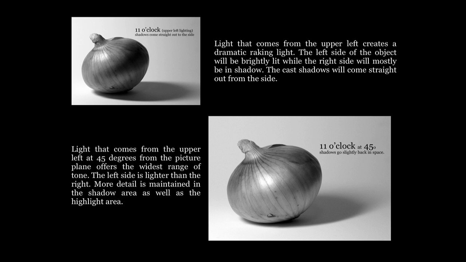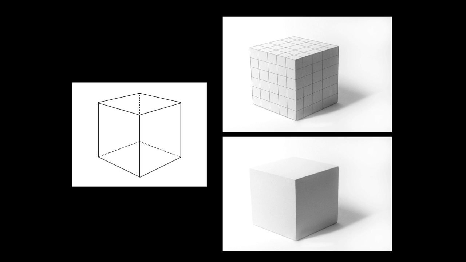So what I'm going to do now is go through and talk about how the light affects the different forms, the simple forms in two-point perspective. All right, what I have here is a cube, which is a six-sided structure. If you look at the photograph up on the top, this was actually a small wooden cube that I purchased at one of the local craft stores, and I spray painted it white. And I placed it on a white piece of paper, identical to the way that I had the onion.